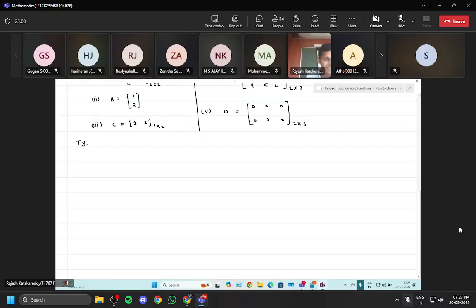So types of matrices. In types of matrices, the first one is a row matrix.